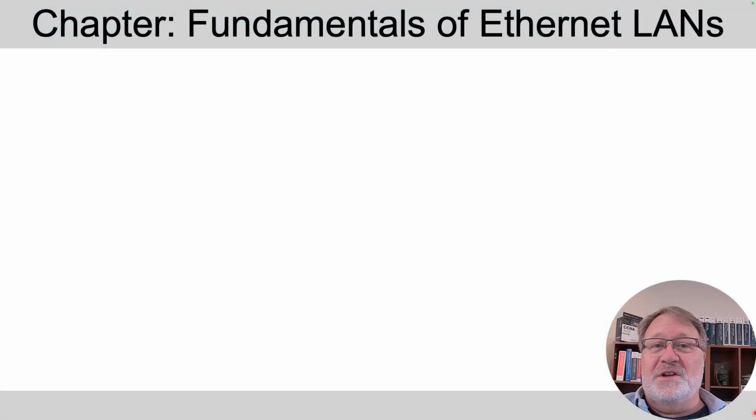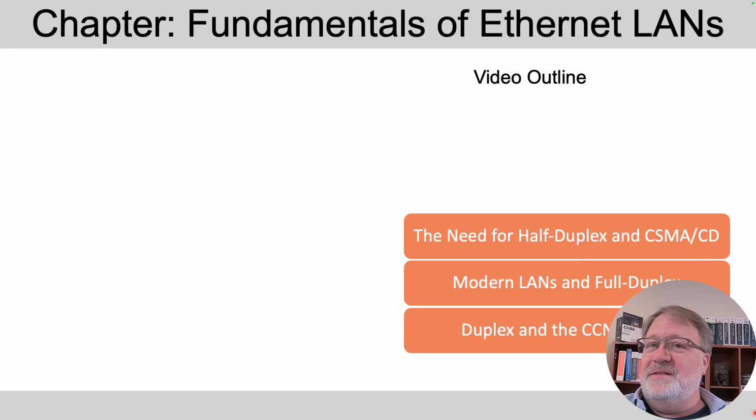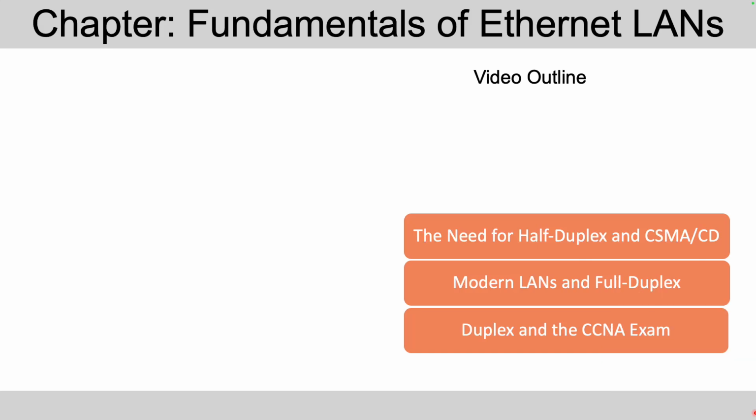Here's where we're headed. We're going to start talking about an older technology with half-duplex and the CSMA CD algorithm. Then we'll talk about its replacement, which uses full-duplex and turns off that algorithm. And then, why in the world do we have to talk about that? Well, it's still on CCNA for actually a couple of good reasons. And we'll talk about that as our ending topic in this video.